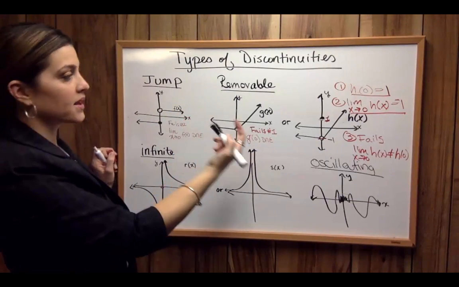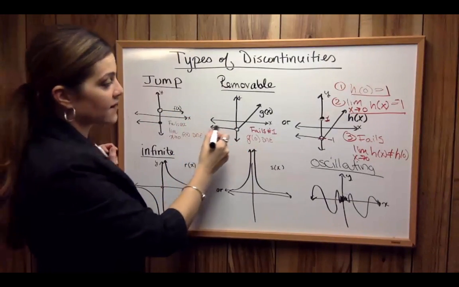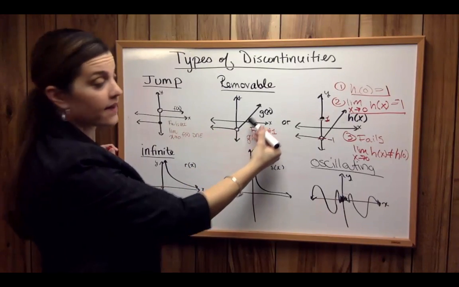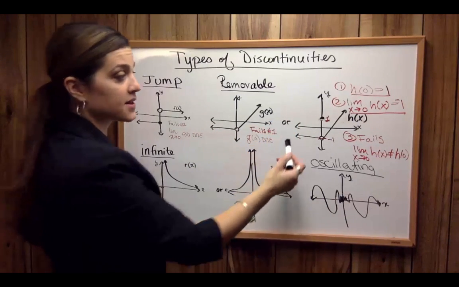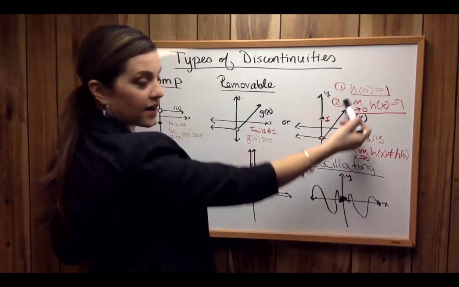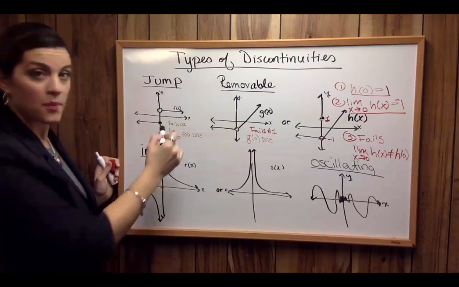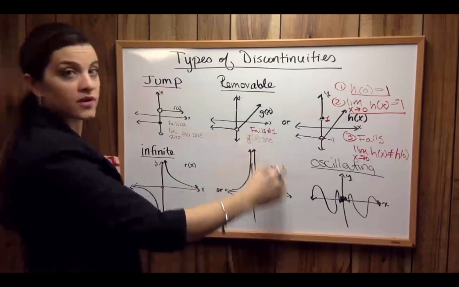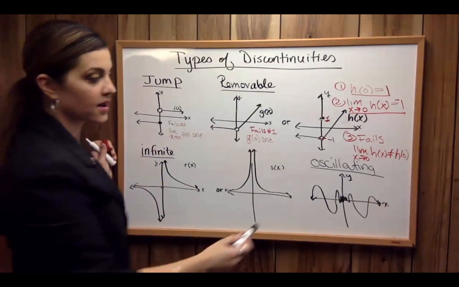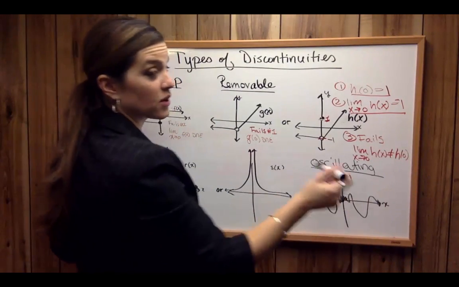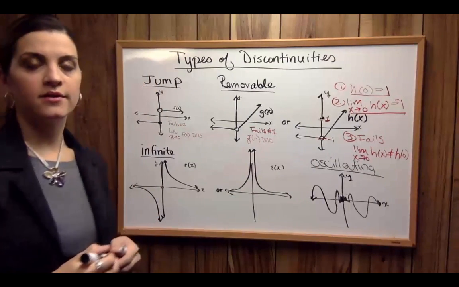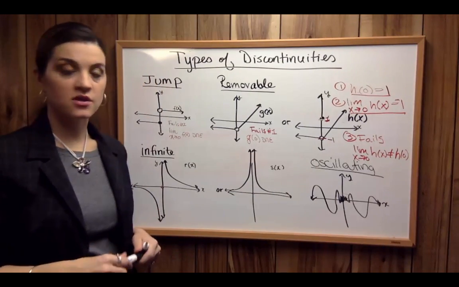I have to pick up my pen. Similarly, here, I have to pick up my pen, jump over that hole, and then keep drawing. Here, same thing. I got to pick up my pen, draw the dot, and then continue drawing. As well with infinite, I have to pick up the pen to draw both of these infinite ones. And oscillating, it's just really hard for you to even figure out what's happening there. So these would be examples of discontinuities.